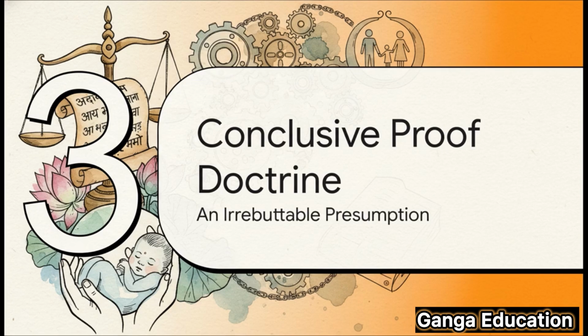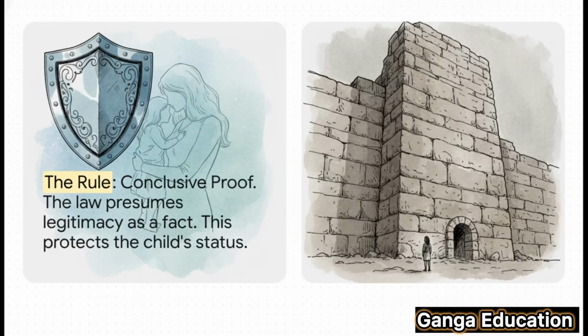This is where we get into the conclusive proof doctrine, and believe me, it is a real game changer in the eyes of the law. So here's the central conflict of the section, laid out simply. On one hand, you have conclusive proof. The law treats the child's legitimacy as a settled fact. Why? Mainly to protect the child's welfare and social standing. It's so strong that you generally can't challenge it with things like a DNA test.